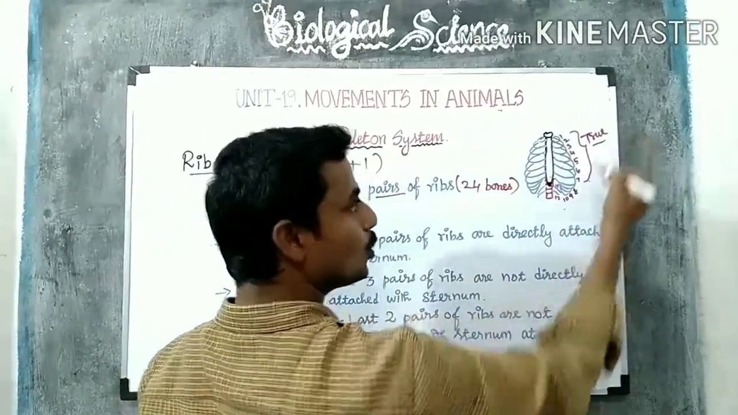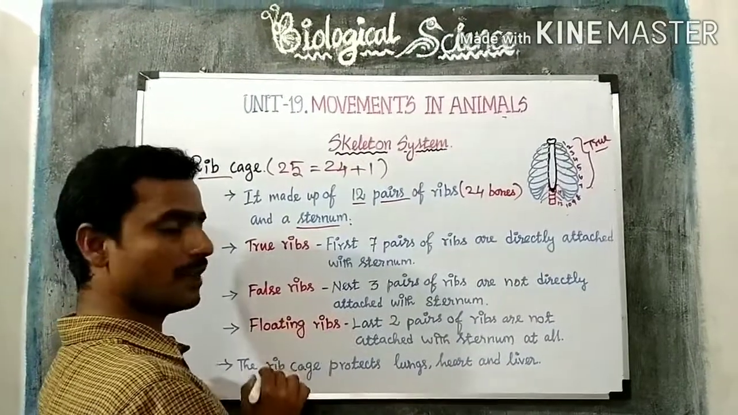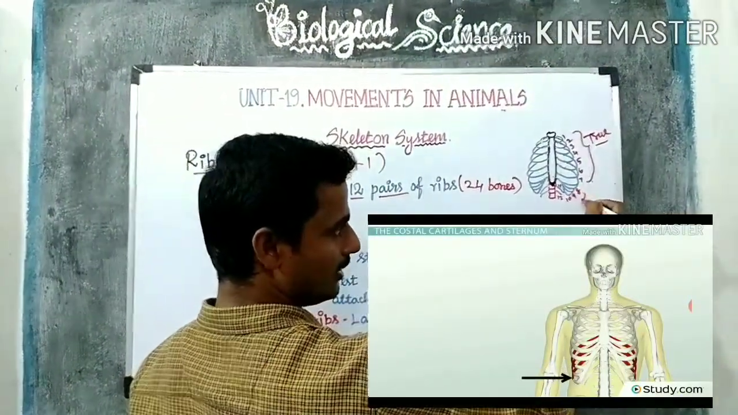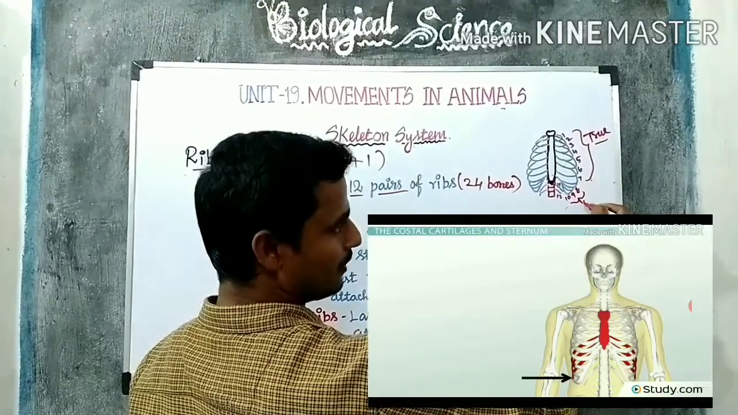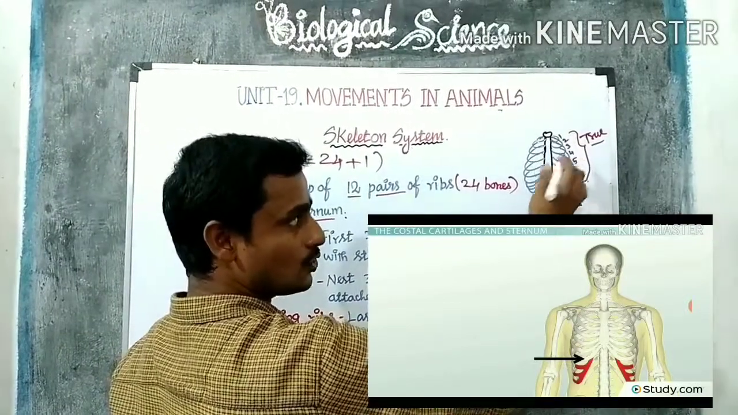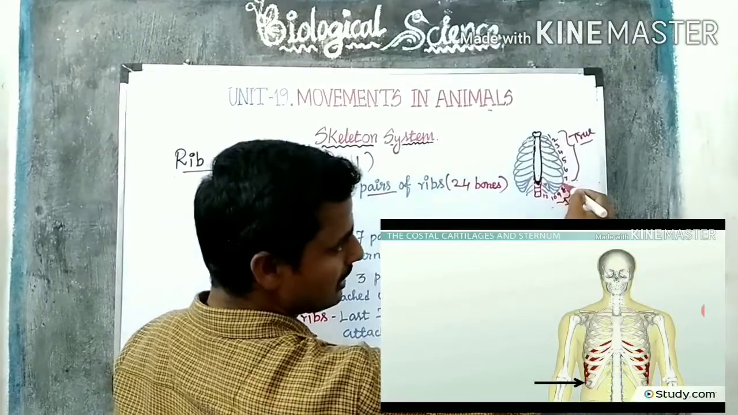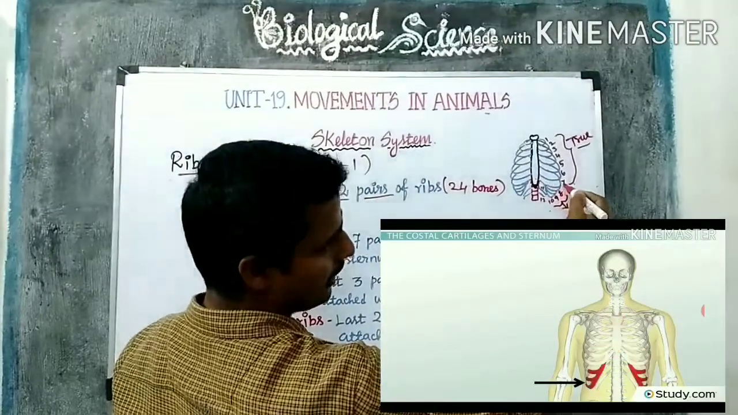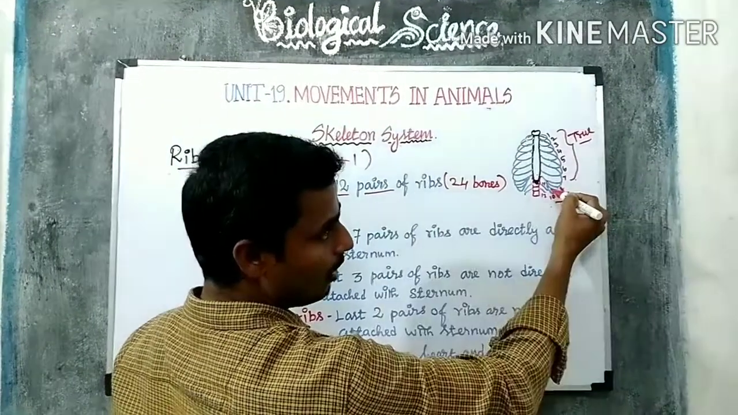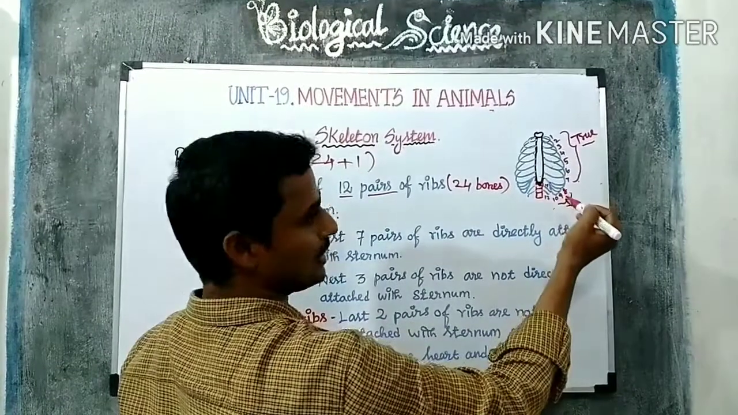Hence they are called true ribs. Then the false ribs means the next 3 pair, the next 3 pair of ribs. They are not directly attached to the sternum. They are attached with the 7th pair of ribs. So they are not directly attached to the sternum, hence they are indirectly attached to the sternum.